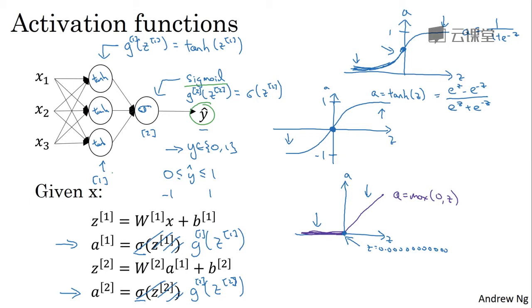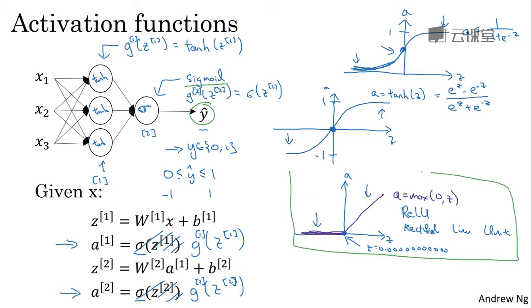And then for all other units, ReLU, or the rectified linear unit, is increasingly the default choice of activation function. So if you're not sure what to use for your hidden layer, I would just use the ReLU activation function. It's what you see most people using these days, although sometimes people also use the tanh activation function.